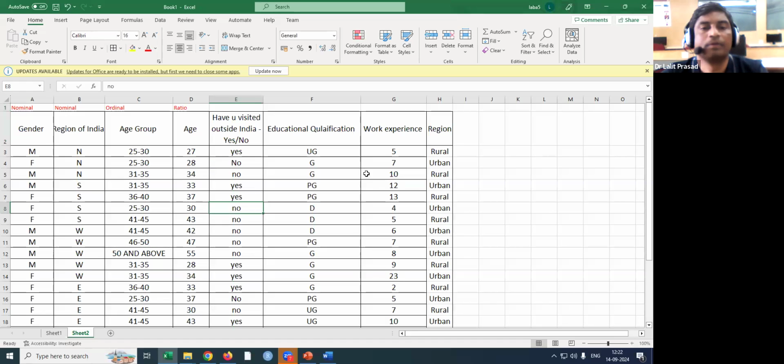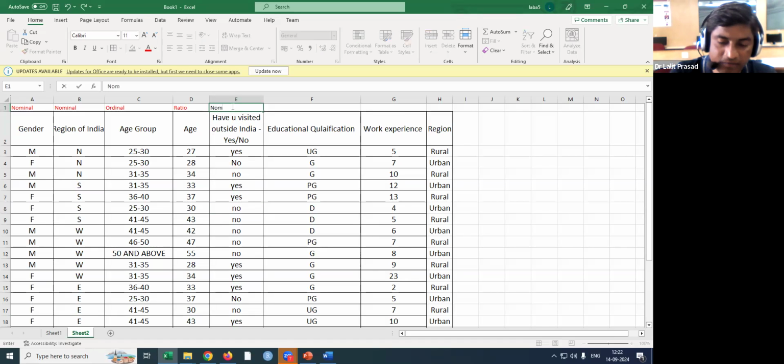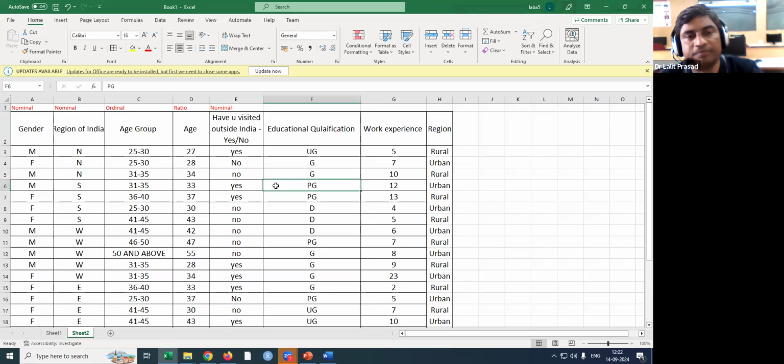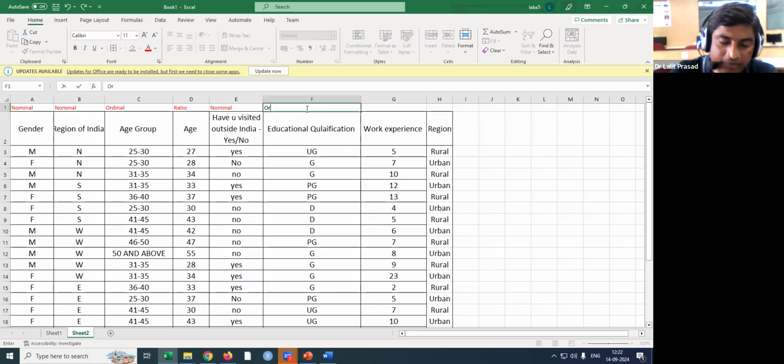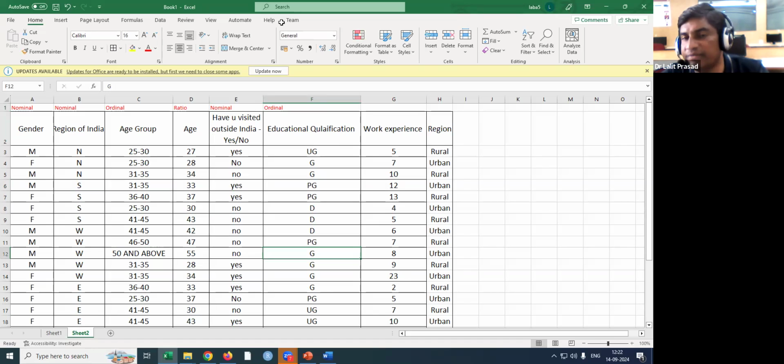Here only two options are there, yes or no. Again it is nominal. Then UG, PG, doctorate: doctorate is higher than PG, PG is higher than graduate, graduate is higher than UG. Again, it is ordinal. But how much higher? That cannot be found. We cannot find out the difference.